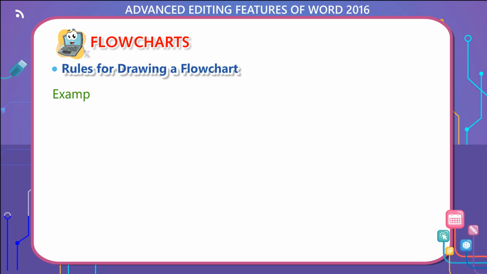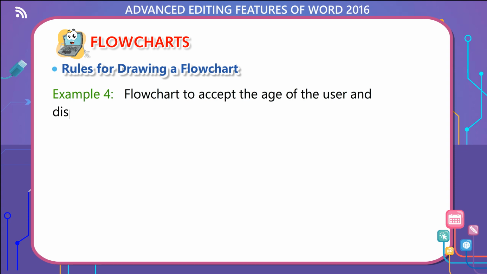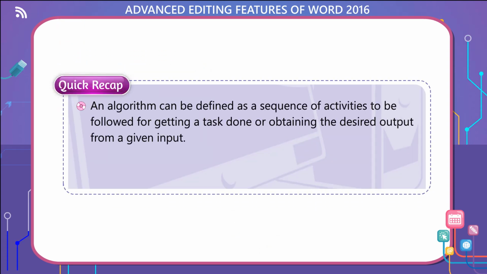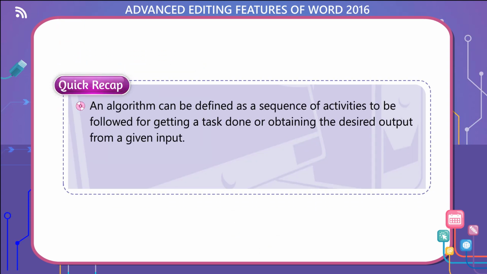Stop. Example 4. Flowchart to accept the age of the user and display whether he or she can vote or not. Start. Input age. Is age greater than or equal to 18? Yes. Print you can vote. No. Print you cannot vote. Stop.